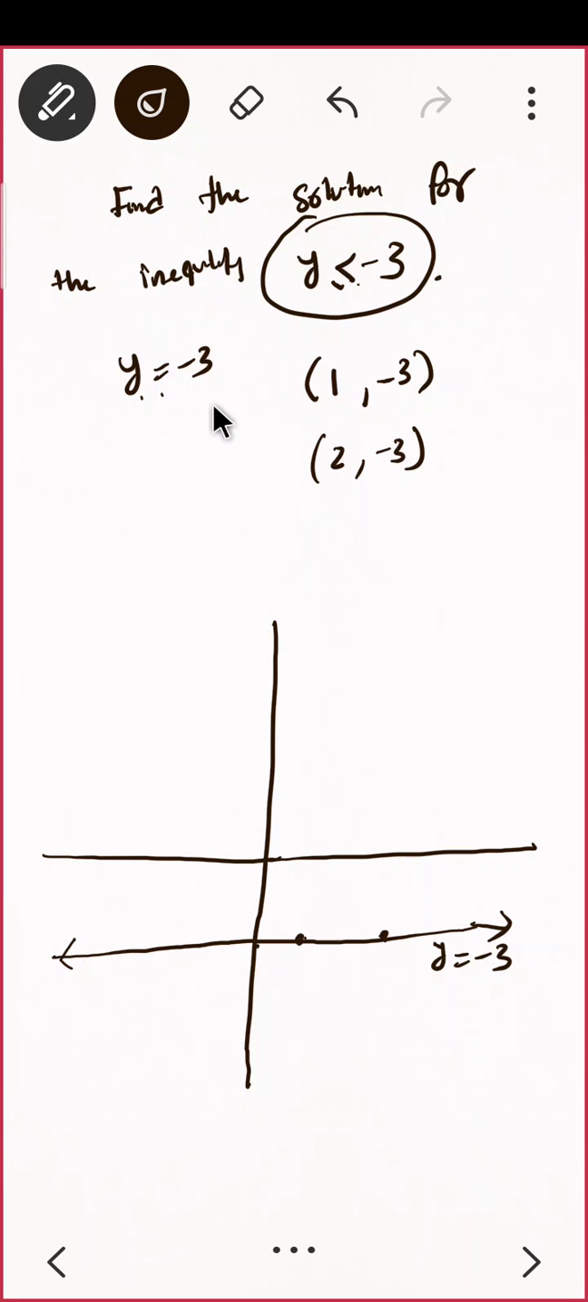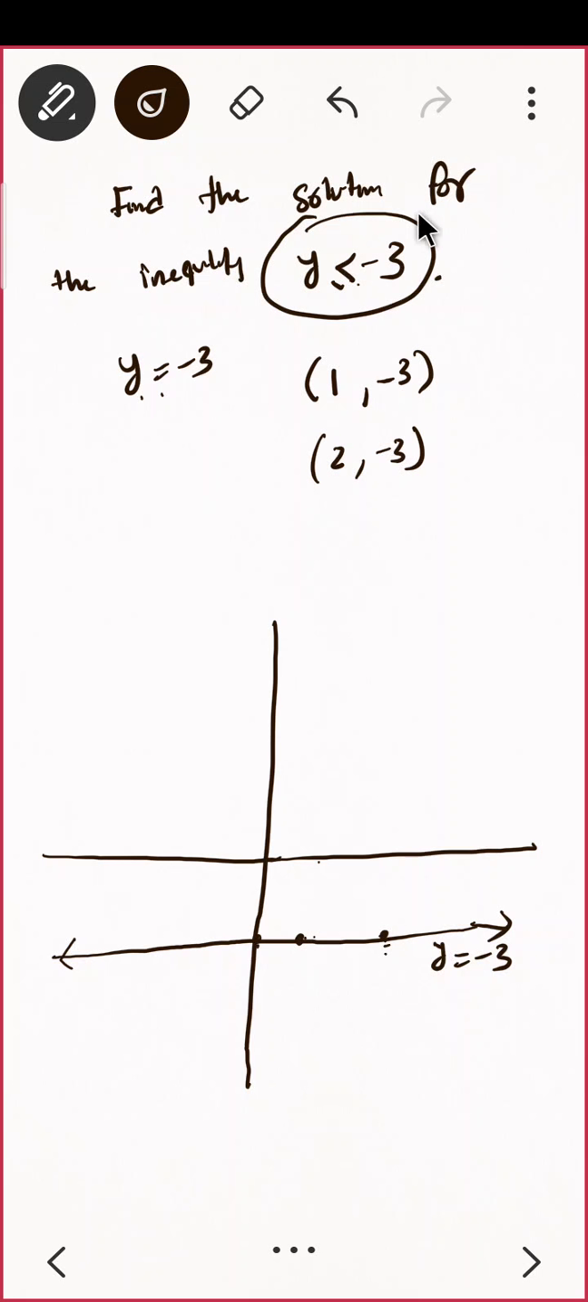See, y is equal to minus 3 was there, that means x can be anything, it is not dependent on x. So I'm putting x equal to any two values, 1 and 2. So the graph will be something like this. On y axis this is minus 3. Take any point. What is the coordinate for this point? You can see this will be 1 comma minus 3, 2 comma minus 3, something like minus 1 comma minus 3. So it is not dependent on x. Is that clear?